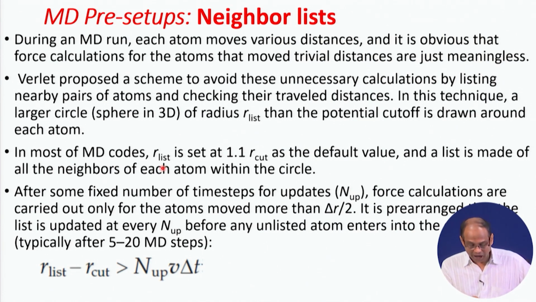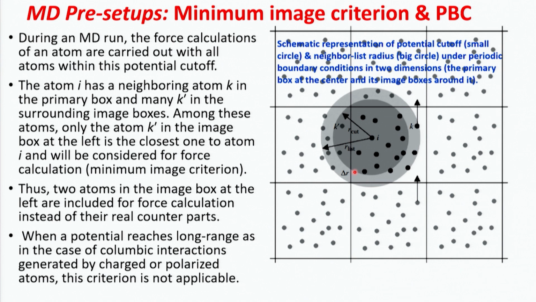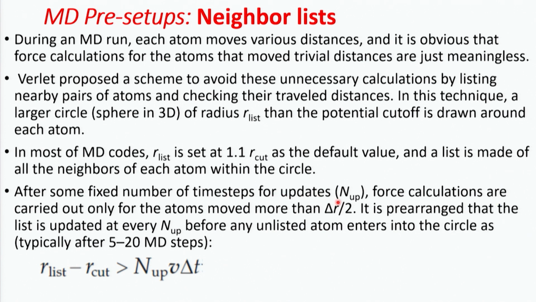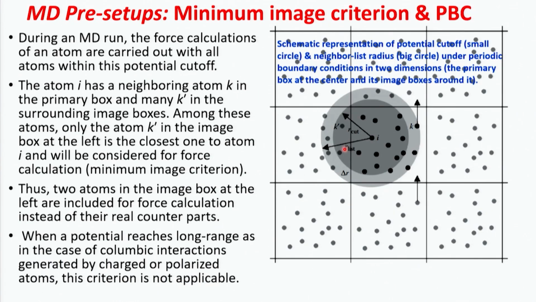In most MD codes, R list is set around 10% more than R cut as the default value, and a list is made of all the neighbors of each atom within the circles. So this will avoid this kind of problem; you should not miss this image one. Okay. After some fixed number of time steps for updates, or n up, force calculations are carried out only for the atoms that move more than delta R by 2. What is delta R? Delta R is nothing but this distance, R list minus R cut. Okay. So that is the delta R.